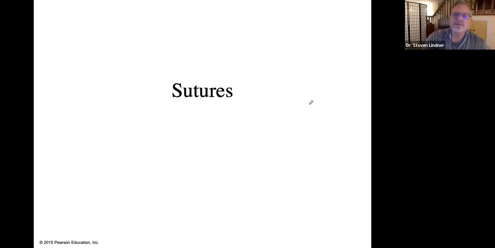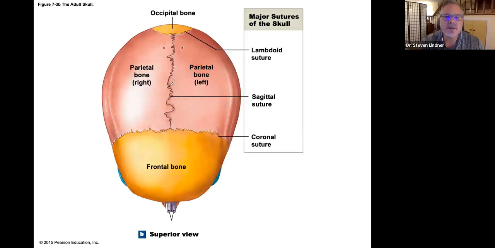Okay, everyone, Dr. Lindner, we are looking at the skull, and we're going to focus on this section on some of the sutures. Now, sutures are these unions, these fused, joined, linear unions of where bones come together.